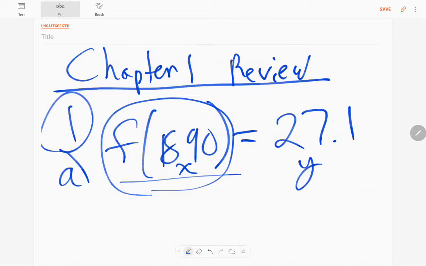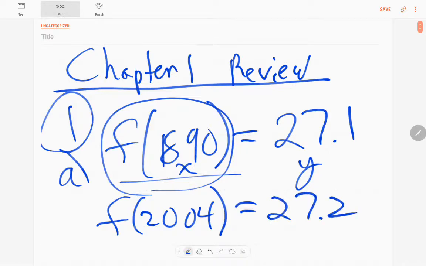So they also want 2004 for the men, which is 27.2. But that's easy.